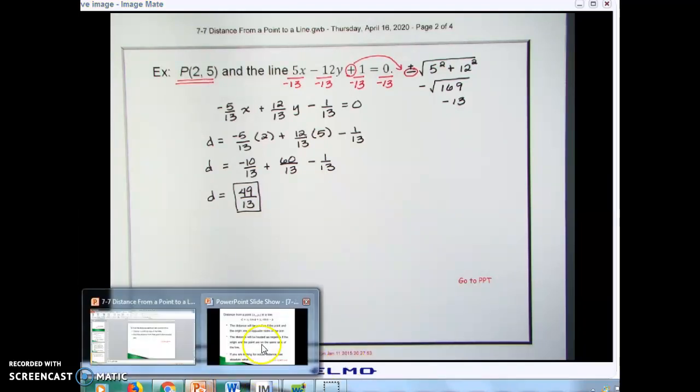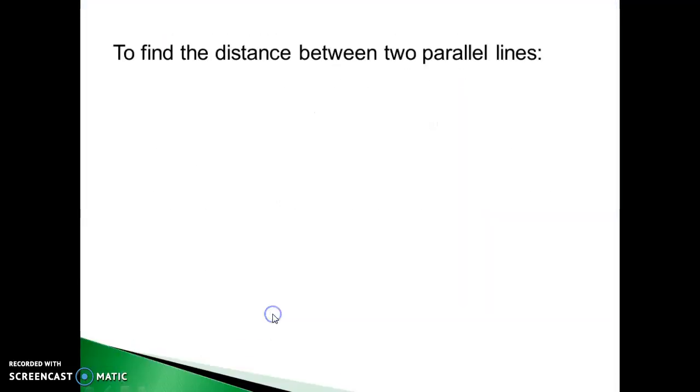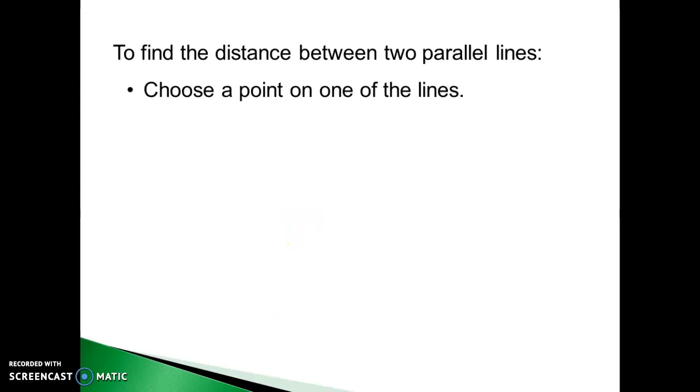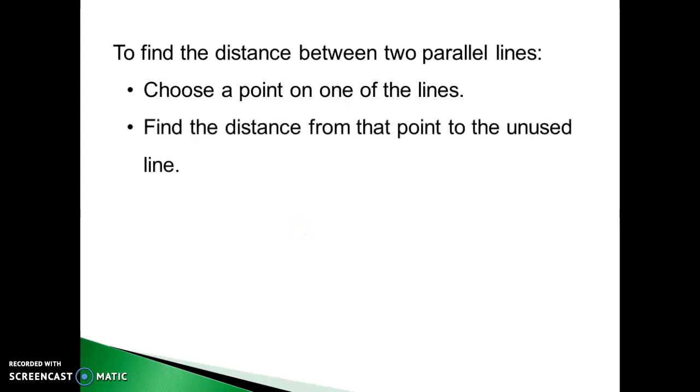All right, so then the next question is, what if we want the distance between two parallel lines? What you're going to do is pick a line and find a point on that line. Then we're going to find the distance from that point to the unused line, because you don't want to use the same line. That distance is going to be 0.